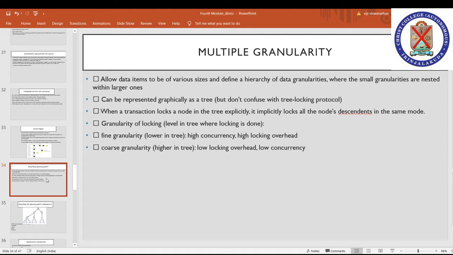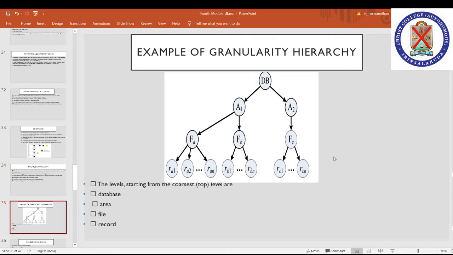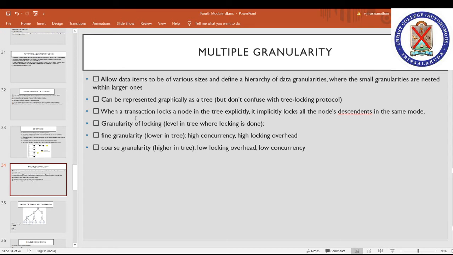Allow data items to be of various sizes and define a hierarchy of data granularity, where small granularities are nested within the larger ones. For example, see this hierarchy. This is the database, and within it, which is smaller, is the area, and next are files, and finally records. This is a hierarchy. If we lock a node which is higher, the lower ones are automatically locked.